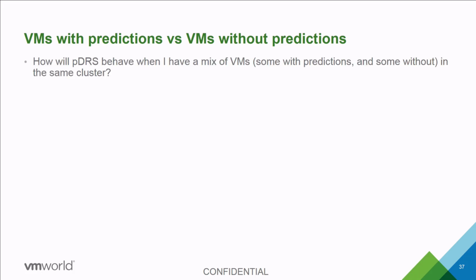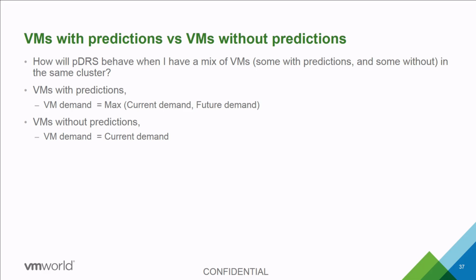In that case, it's pretty simple and straightforward. The way PDRS considers the VM requirement is, when your VMs have predictions, VM demand is always the maximum of the current and the future requirement. And if your VMs do not have predictions, it will simply be the current demand.